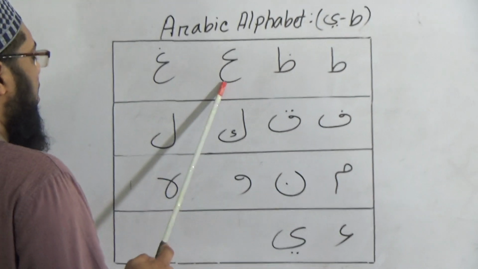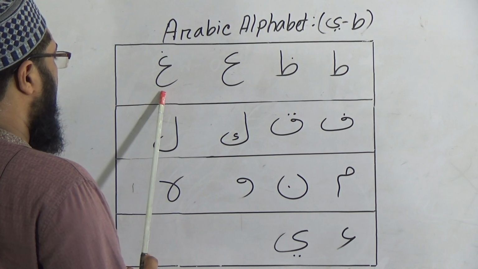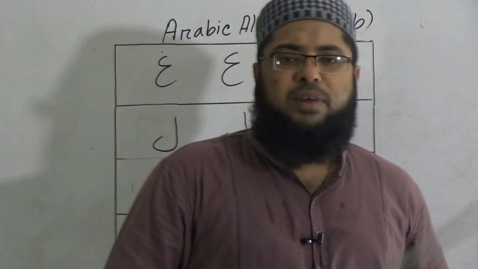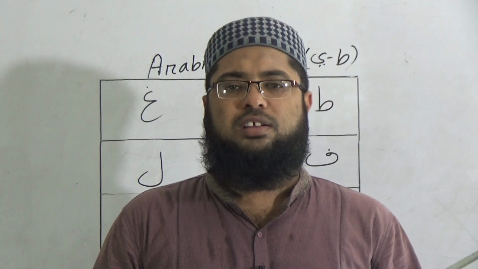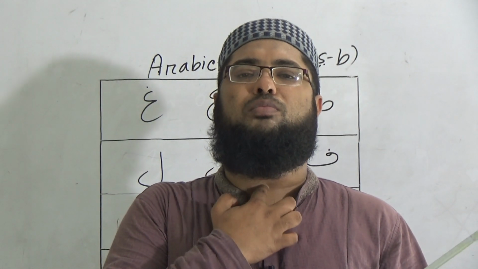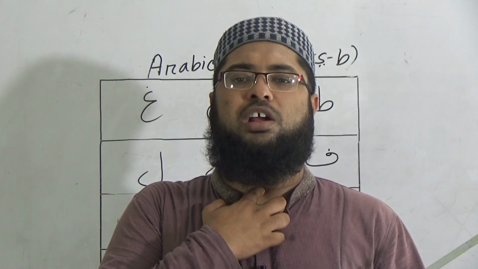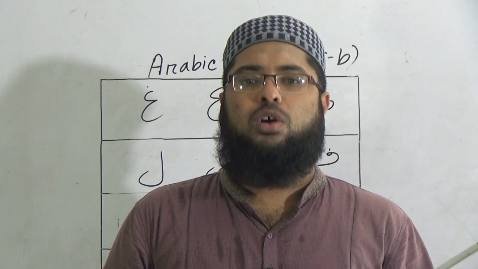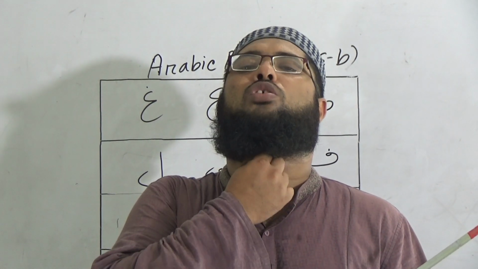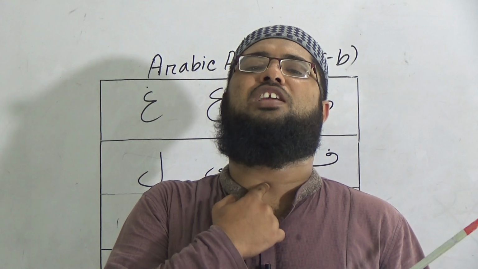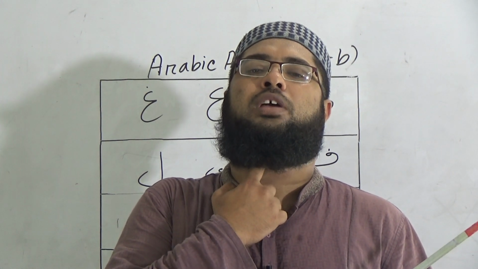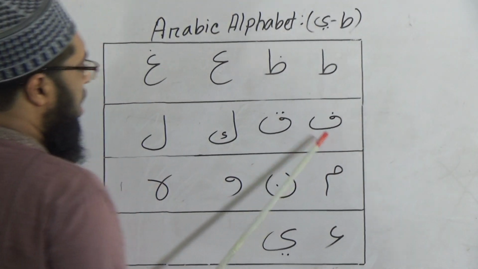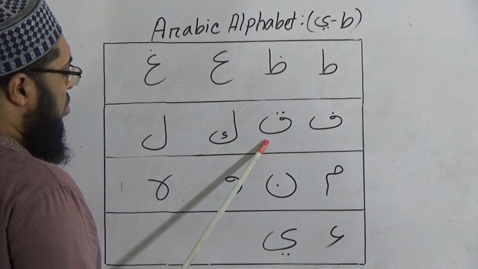Now this one is Ain, and this one is Ghain, not Gain. You have to pronounce Ain like that, Ain, from the middle of the throat. And you have to pronounce Ghain, not Gain, Ghain, from the last part of the throat, from here. Ain is from here and Ghain is from here, Ghain, not Gain. Okay, my dear students. Now this one is Fa.